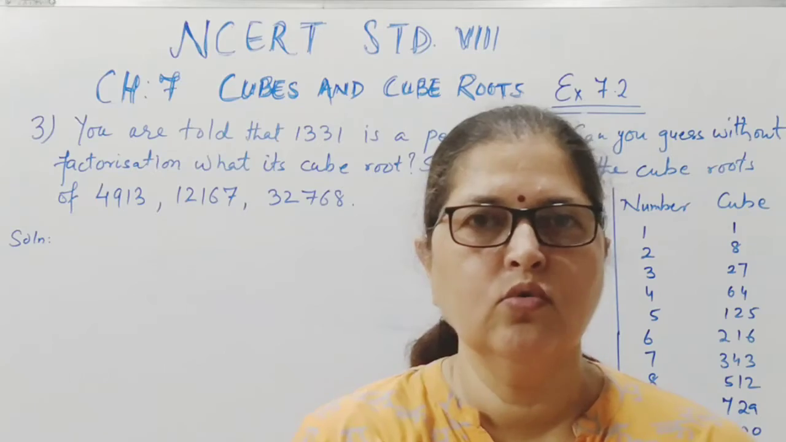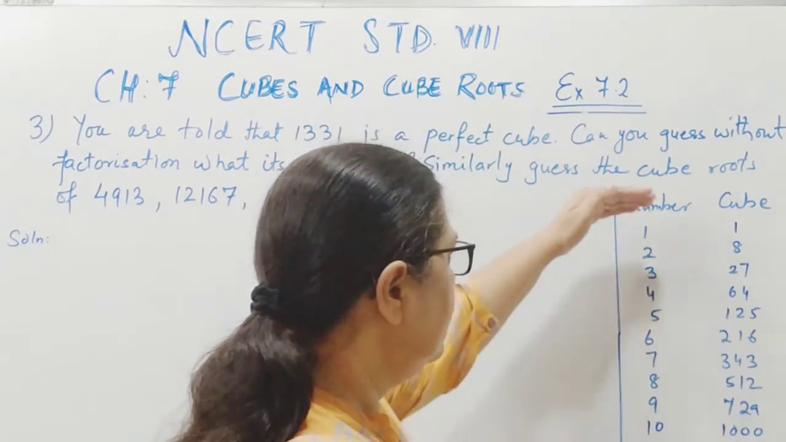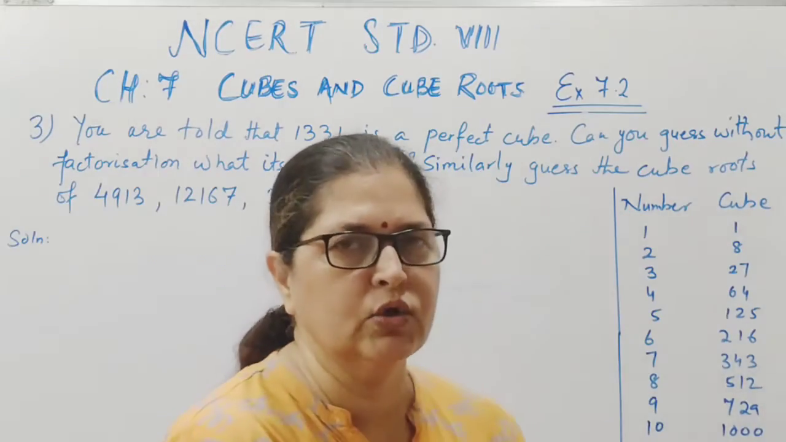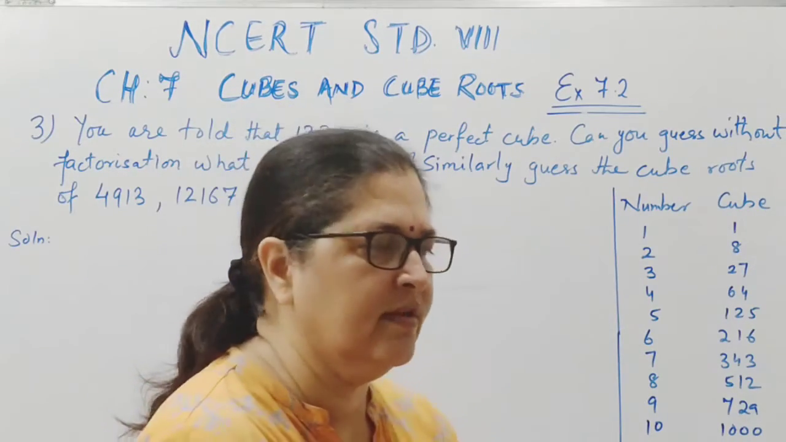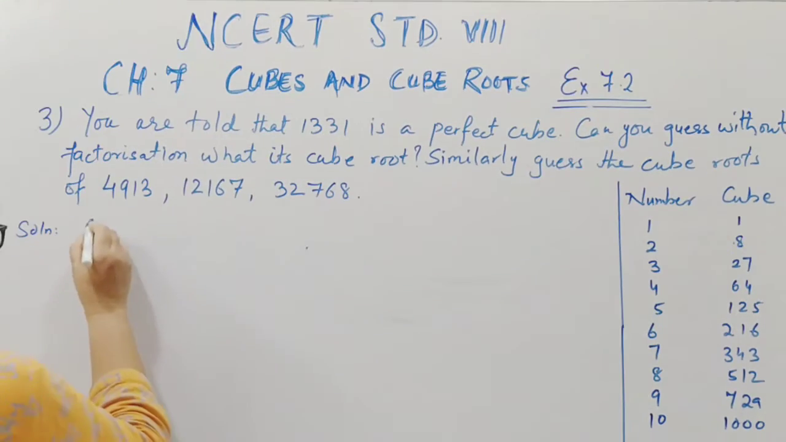Here we are going to use a shortcut method. For that we need to learn by heart the cubes of numbers from 1 to 10, which we are going to use in this method. So let us start.